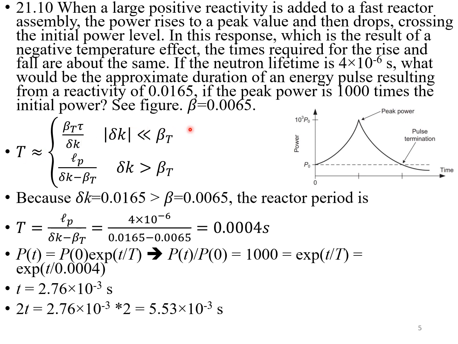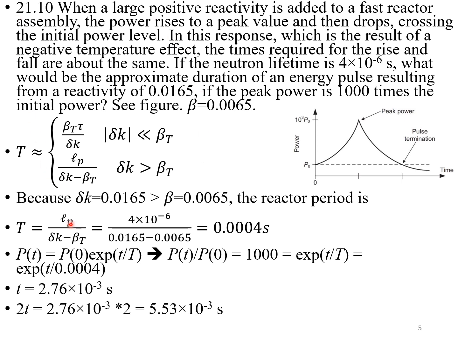And the reactivity delta K is much larger than the beta. You can see that this delta K, which is 0.0165, is larger than the beta that is equal to 0.0065. Then from this, we know that we need to use the second formula.